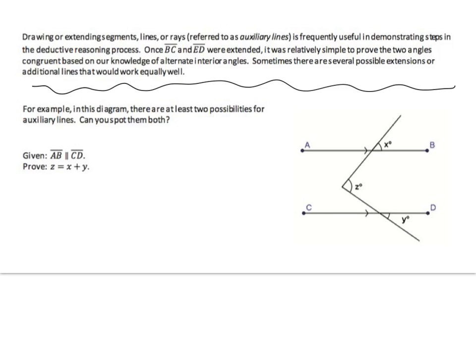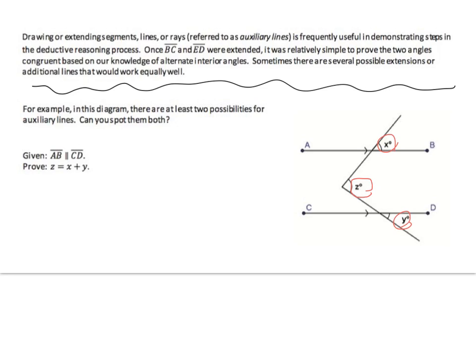For example, in this diagram, there are at least two possibilities for auxiliary lines. Can you spot them both? So I'm going to spot them, and then we're going to erase it and start over. So here I want to prove that z is equal to x plus y.